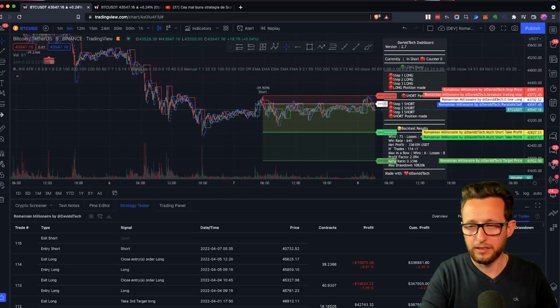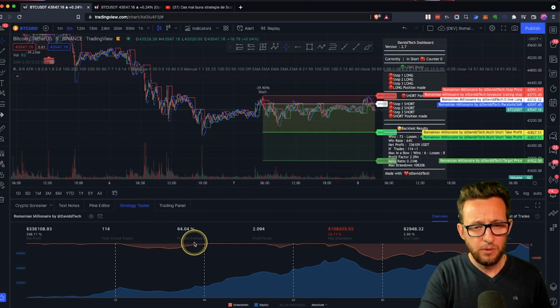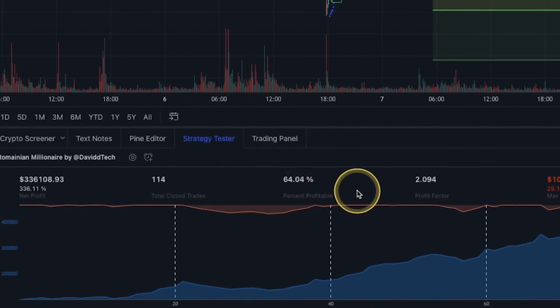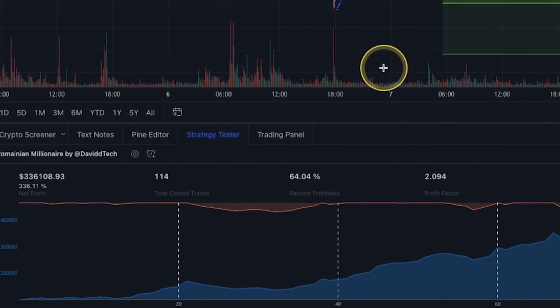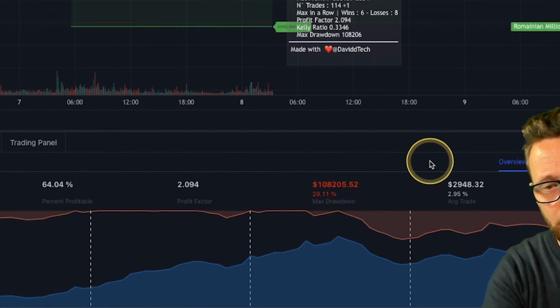We've had 300% net profit. Now this is under leverage, obviously. We have a 64% win rate, which is quite a good trading strategy. We have 14 trades, which is quite a good pool to trade on. We have a profit factor of 2, a max drawdown of 29.